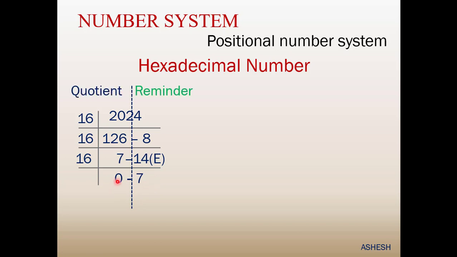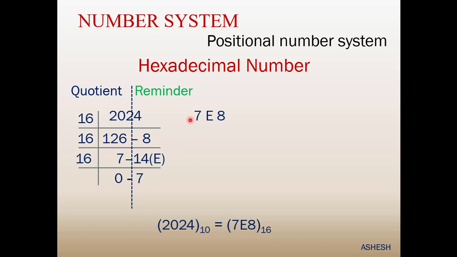So our quotients are 0, 7, 126 and remainders are 7, 14 or E, 8. We'll read 7, 14 or E, and 8. We have to count from bottom to top. So the decimal number 2024 equals the hexadecimal number 7E8.